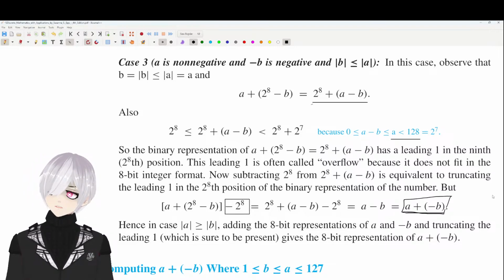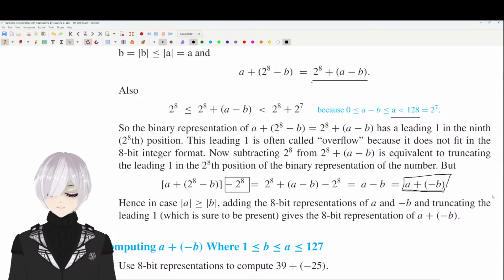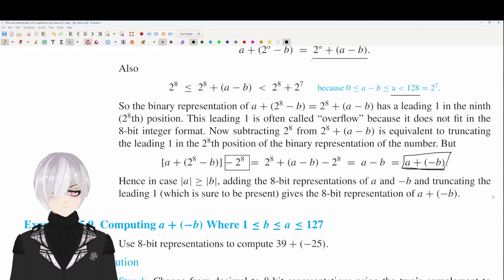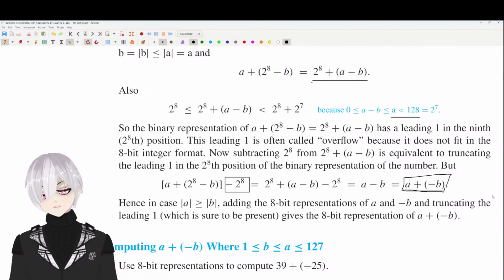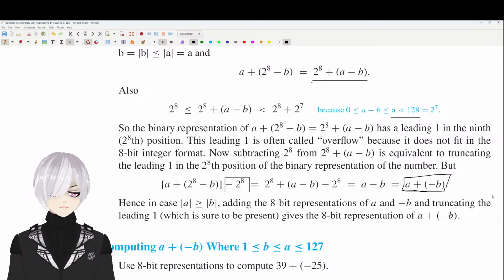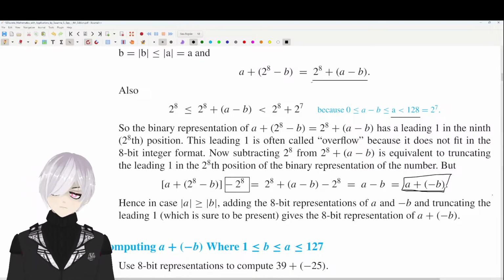Interesting. Okay. And then they give us an example of doing it in practice. Let's see, example: use 8-bit representation to compute 39 plus 25 plus negative 25.